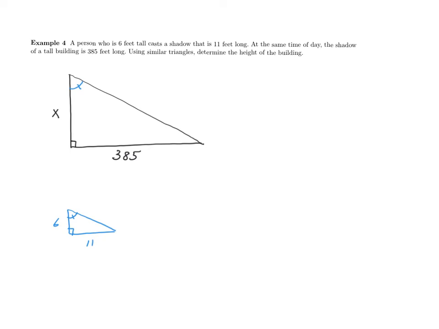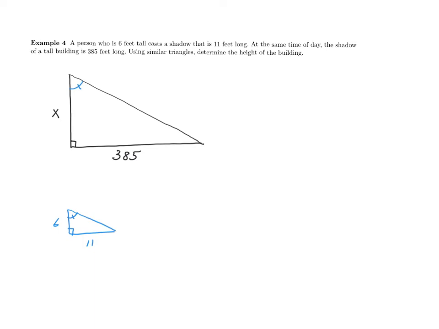Now, how can we use similar triangles to determine the height of the building, the thing that we don't know? Well, these two triangles that I have drawn, are they similar triangles? And the answer is yes. They have two corresponding angles that are equal in measure. This one's 90 degrees and this one's 90 degrees. That's given information because we have a vertical and horizontal line. And also, this angle is equal to this one because this is happening at the same time of day.